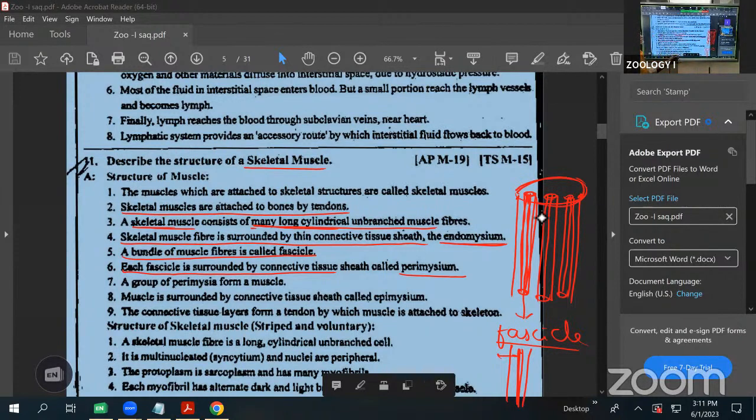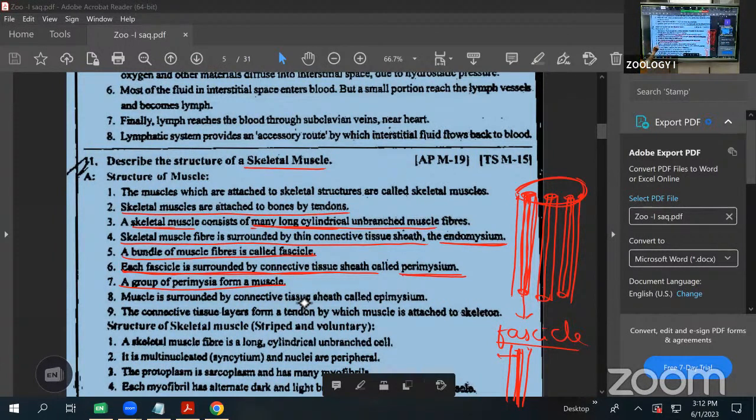See this one, only one muscle fiber is surrounded by the endomysium. Each bundle is surrounded by the perimysium. The total muscle is surrounded by the epimysium. Each bundle of muscle fibers is called a fascicle, and each fascicle is surrounded by the connective tissue sheath called perimysium. A group of all the perimysiums combine and form the muscle.